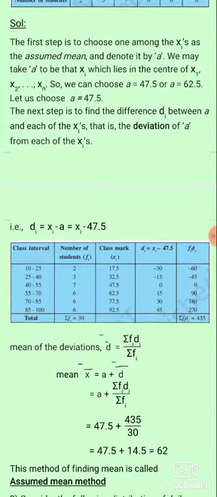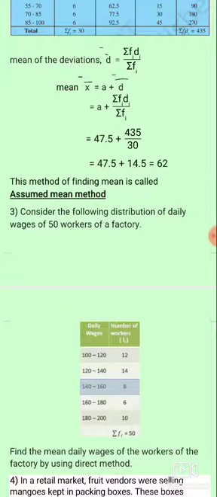You need to find out the mean daily wages of the workers of the factory by using the direct method. So after that, for the direct method, the next column is what? Xi. Then Fi into Xi. Then use the equation: mean x bar is equal to sigma Fi Xi divided by sigma Fi.